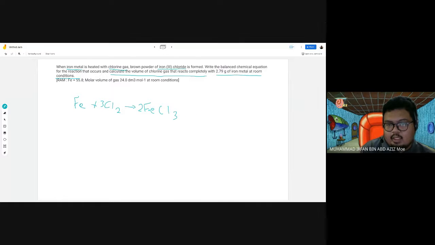Tapi Fe ni cuma ada 2 di sebelah kanan product and only 1 sebelah kiri. So you put another sini. So it's already balanced. So adakah dah lengkap that chemical equations? Adakah dah lengkap?